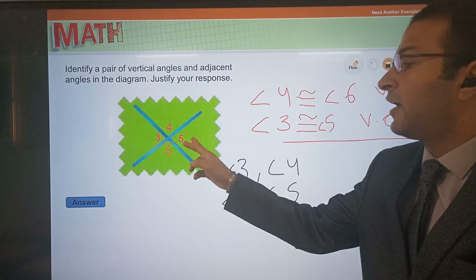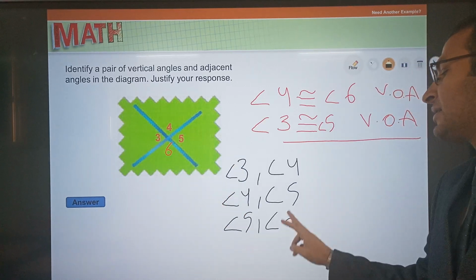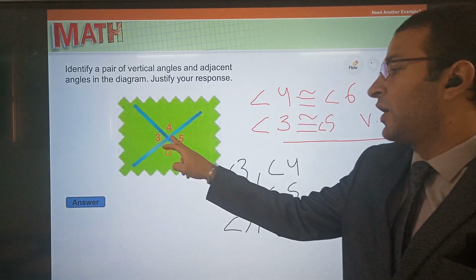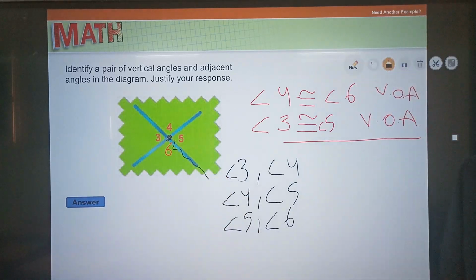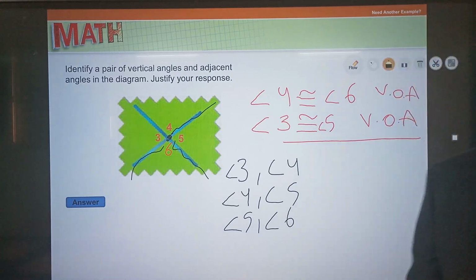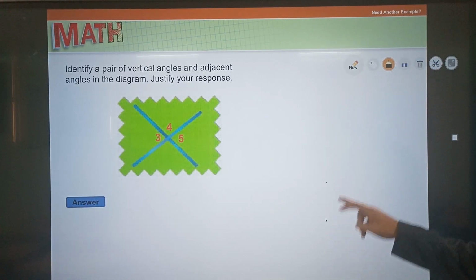Here we have angle 5 and angle 6. They will be adjacent angles. Why? Because we have a common vertex here. I have a common vertex and a common side, and the two outer sides are in different directions. They are not overlapped. Okay? We go now to another example.